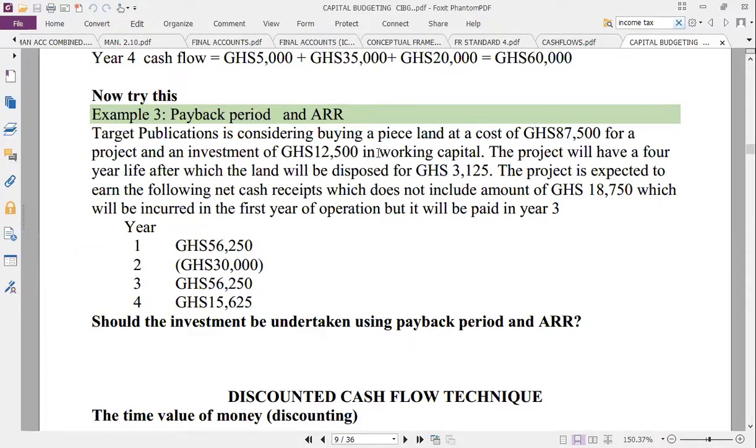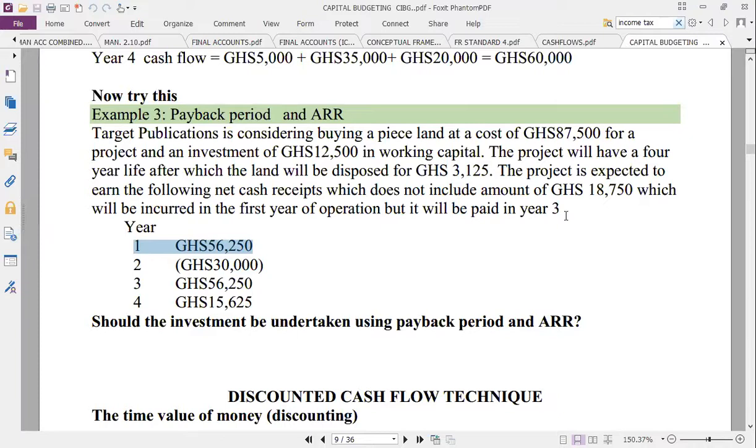And don't forget that it's a piece of land. We don't depreciate land. Even though we are going to use this land for a 4-year period, land should not be depreciated. Yet you have to follow that rule. So no depreciation. Wow, then that's good news. So that means the profit and the net cash flow are the same.